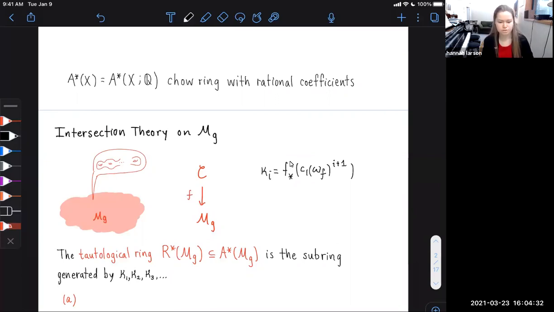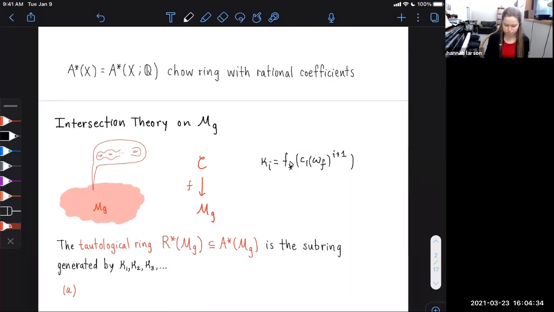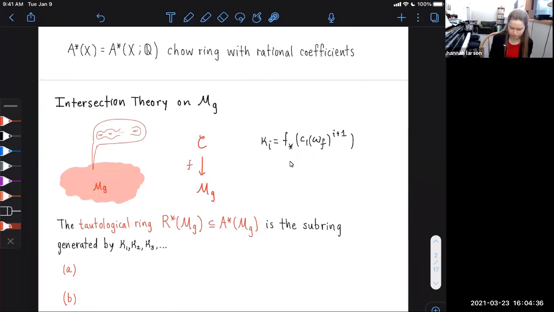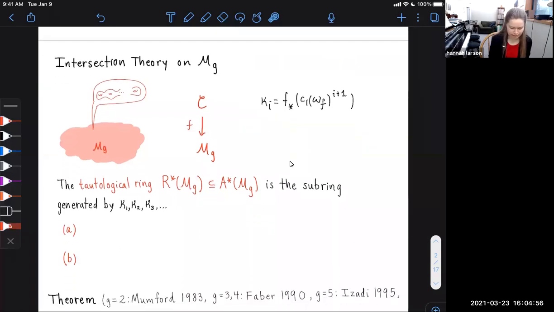And then I'll define the tautological ring of M_g, denoted R star of M_g, to be the subring of the Chow ring which is generated by the kappa classes. And there's a lot of work and conjectures surrounding the relations that the kappa classes satisfy. And it seems that this tautological ring is highly structured.